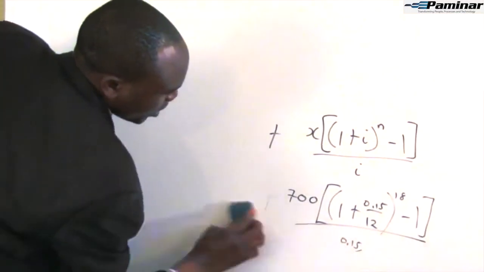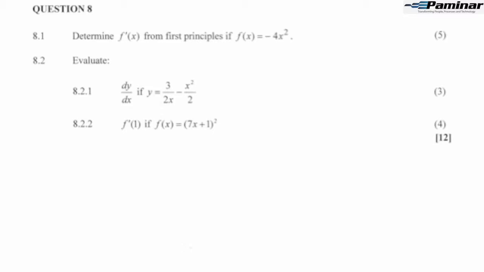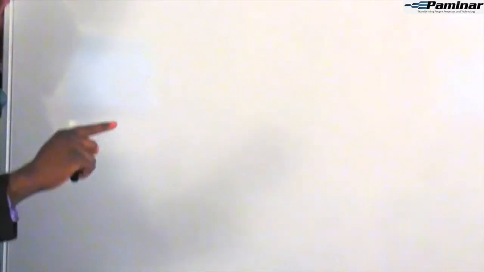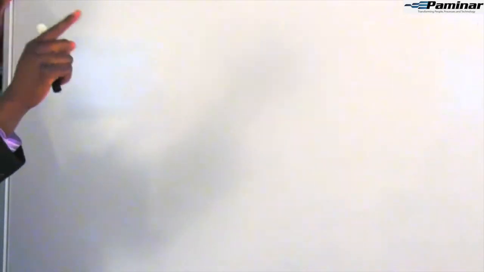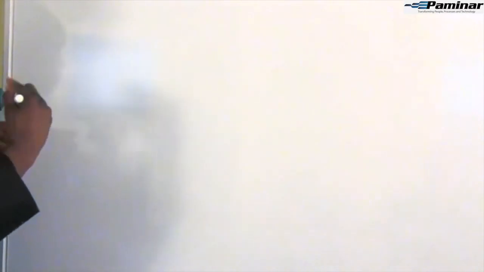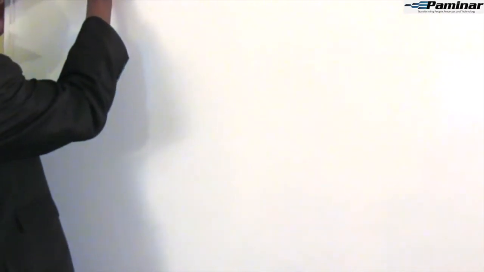Alright, if you notice on question 8, it talks of f prime x. It means derivative. So now it says determine f prime x, or the first derivative of f of x. Now check, it says from first principles. So if you don't use first principles, you're not answering the question. So in the examination, make sure you don't create your own question. Follow the question that I give you.